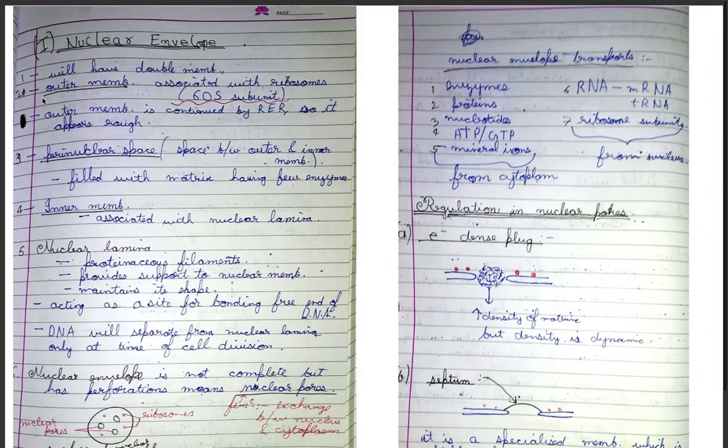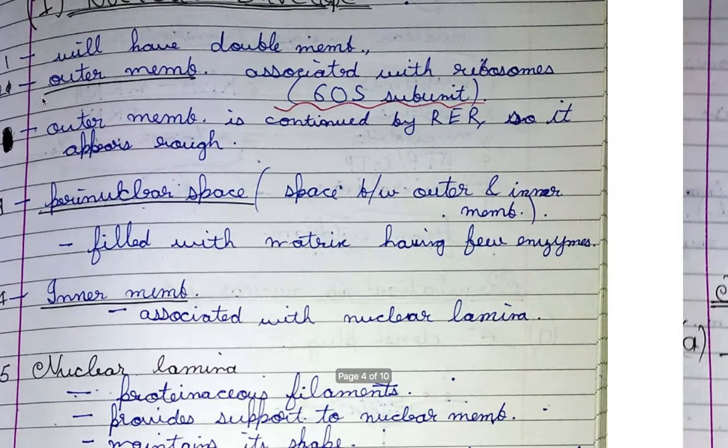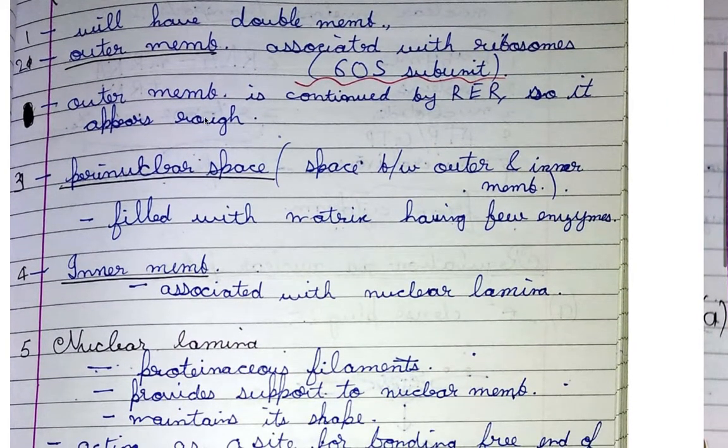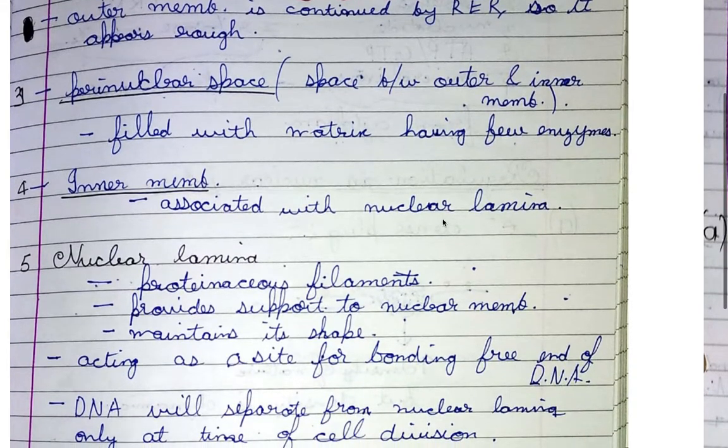Now, the nuclear envelope: the first part is a double membrane, and the outer membrane is associated with the ribosome 60S subunit. We know that this is a characteristic of the endoplasmic reticulum. Now, the outer membrane is continued by RER, so it appears rough. And the perinuclear space, that is the space between the outer and inner membrane, is filled with matrix having very few enzymes. The inner membrane is associated with nuclear lamina.